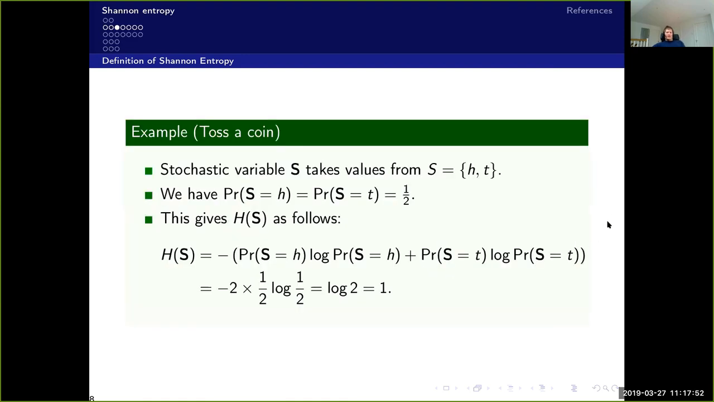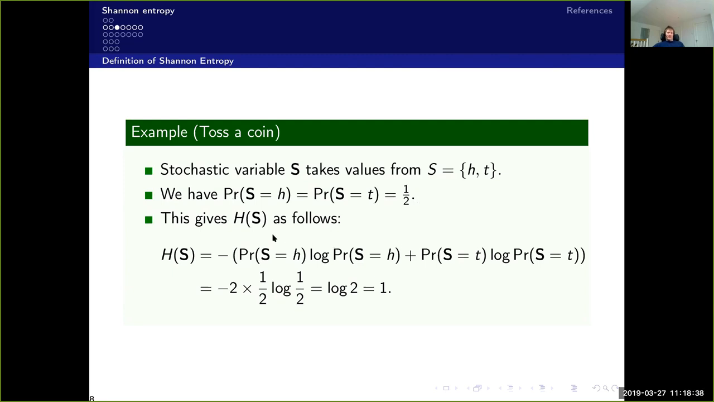Now, if we look at an example, that would make understanding this much easier. So we have this stochastic variable S. We want to toss a coin, and the possible outputs are heads or tails. So there are two sides of the coin. Either one or the other side comes up when we toss the coin. And as we usually assume when we toss a coin, the probability of each side occurring is equal to half. It's a 50-50 chance for each side. So that's what we've defined so far.